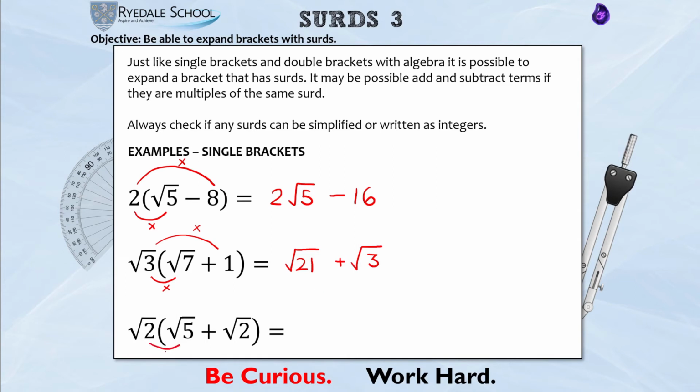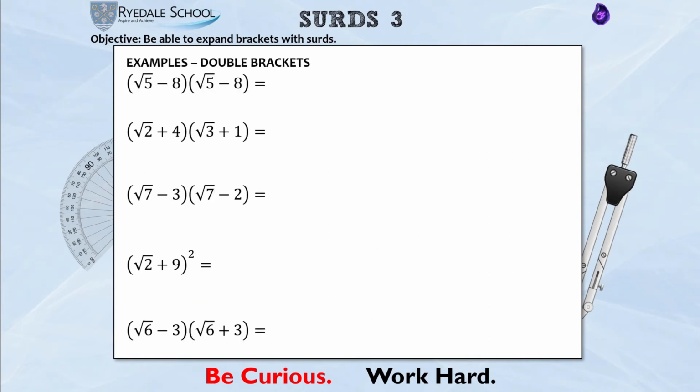Final example, let's multiply by root 2. Root 2 times root 5 is root 10. And root 2 times root 2 is root 4. Now this one does simplify, the root 10 doesn't, but root 4 is 2. So I could write this answer as root 10 plus 2, or if you prefer, 2 plus root 10. So far so good with single brackets.